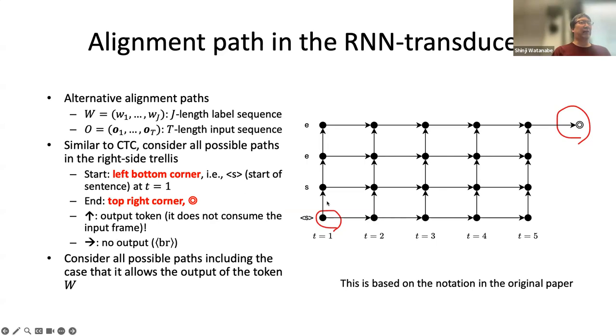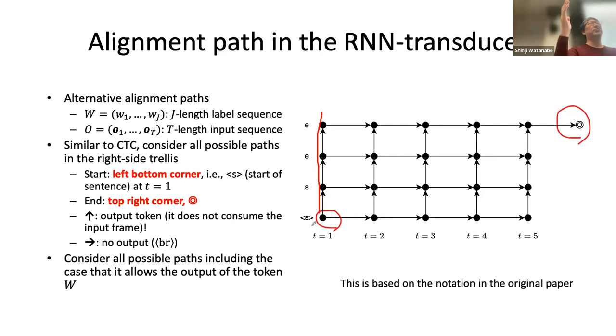So we usually use the square lattice, the trellis information, instead of the CTC one. And this actually has a big difference, which is that we have this kind of arrow. This arrow doesn't change the time, and we output the token without consuming the time frame. So please look at this kind of path. In this direction, basically, we don't consume any of the input frames. And also note that this formulation starts from the start of sentence.